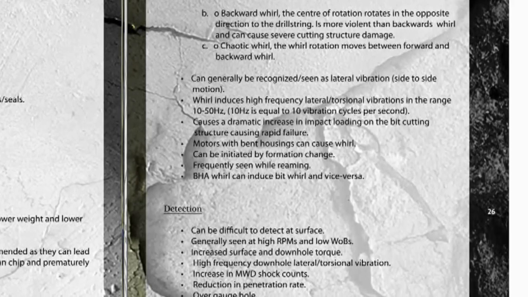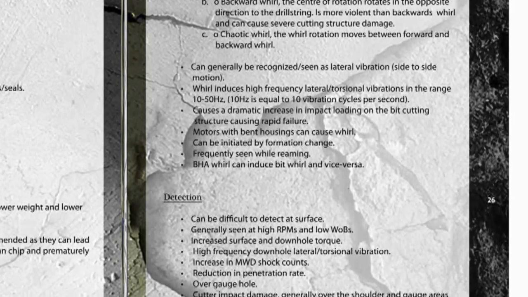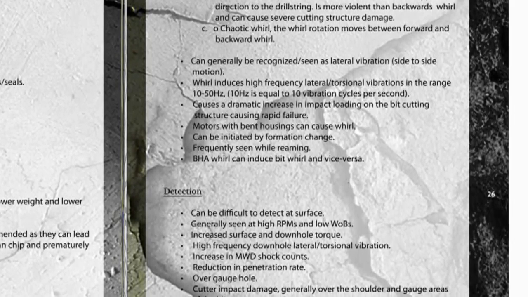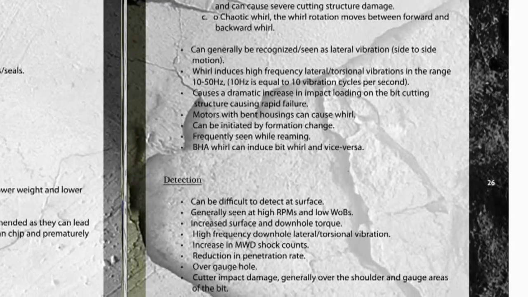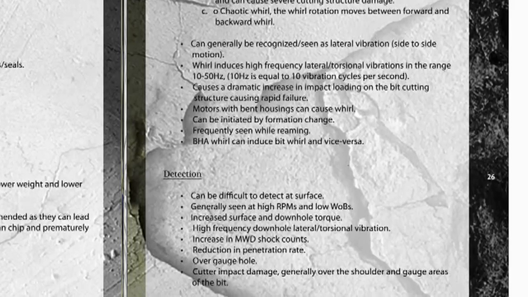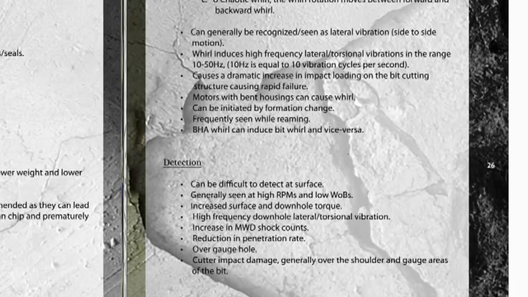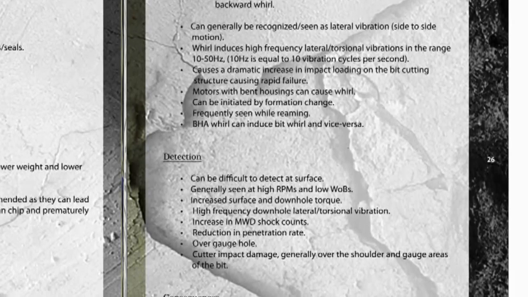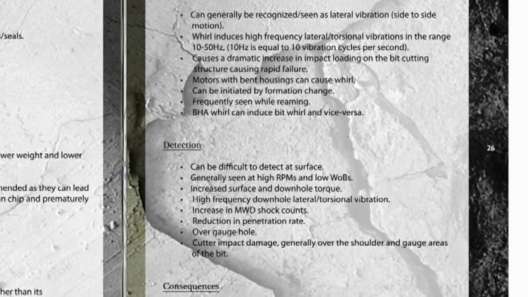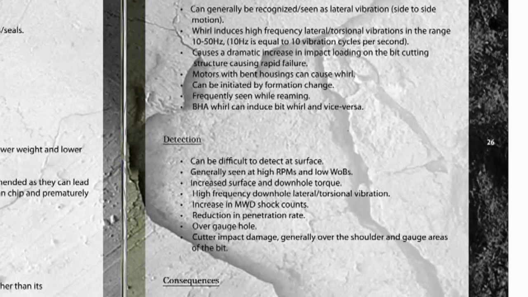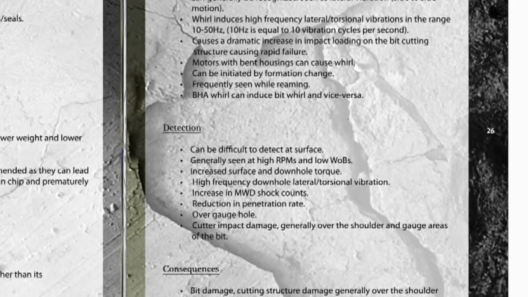Can generally be recognized or seen as lateral vibration, side-to-side motion. Whirl induces high-frequency lateral or torsional vibrations in the range of 10 to 50 Hz. 10 Hz is equal to 10 vibration cycles per second. Causes a dramatic increase in impact loading on the bit cutting structure, causing rapid failure. Motors with bent housings can cause whirl. Can be initiated by formation change. Frequently seen while reaming. BHA whirl can induce bit whirl and vice versa.